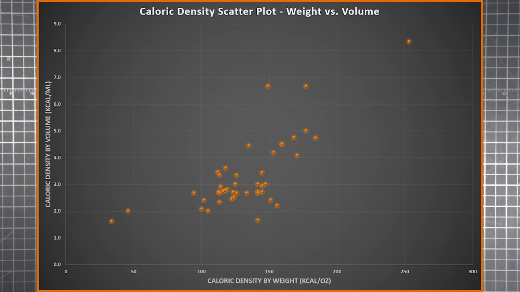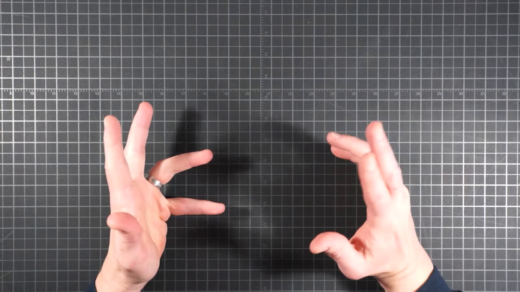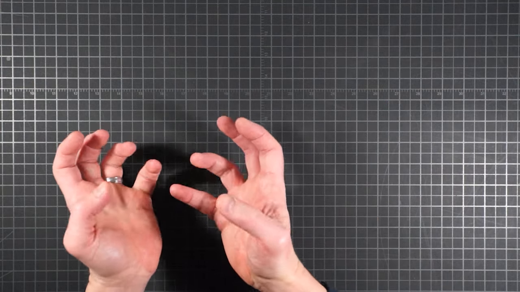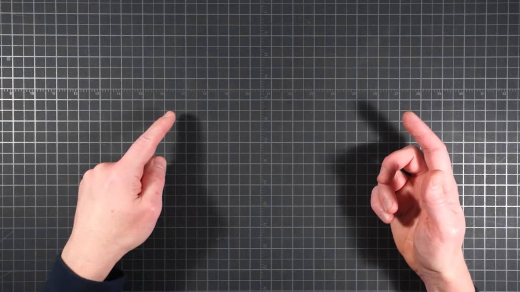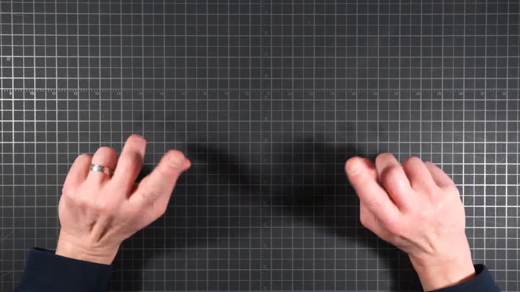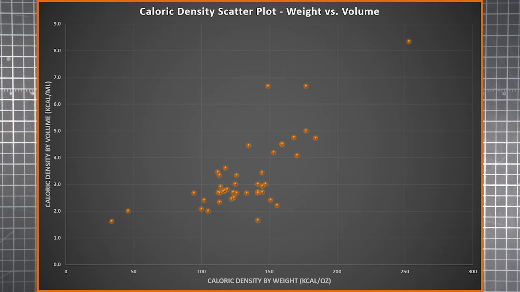In order to better visualize the relationship between the two types of calorie density, I made a scatter plot. That's not weird, right? I mean, the data's already in a spreadsheet. To make a graph, all you got to do is push a couple buttons. Stop looking at me like that. Anyway, for those of you still here, let's look at what we've got.